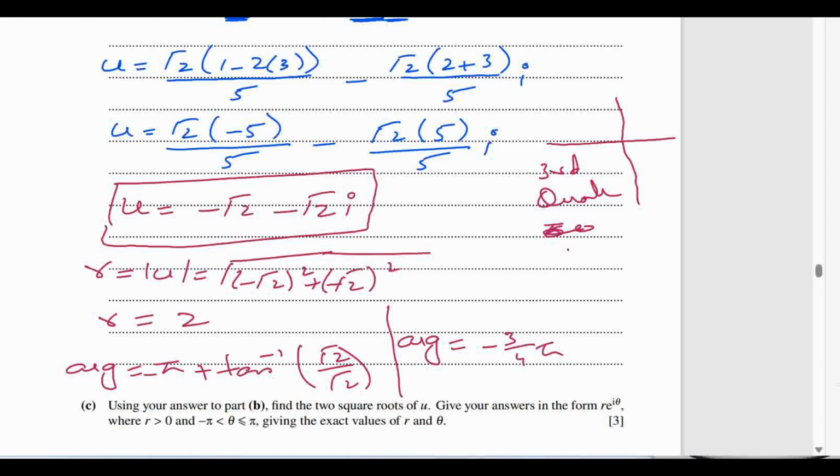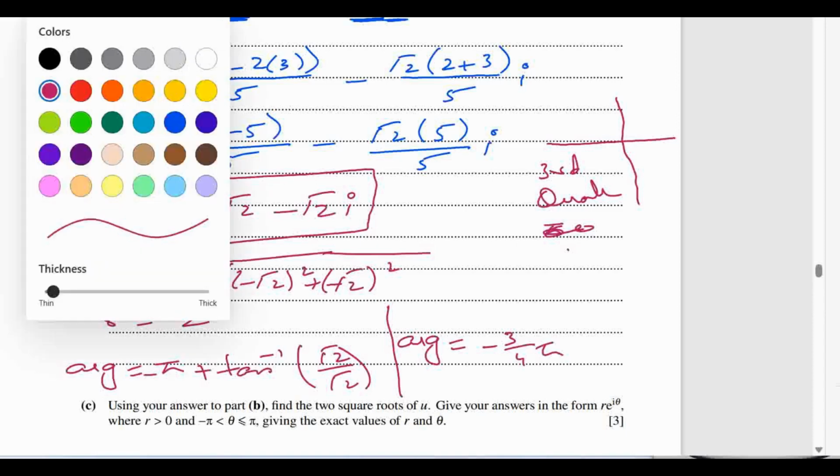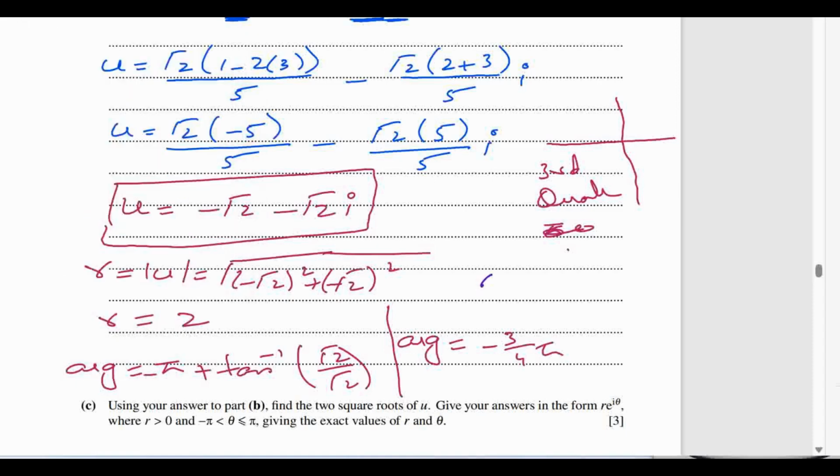So finally we can write it as u is equal to r, which is 2, e power theta, which is the argument, minus 3 by 4 pi. Now this will be the final answer. I hope that the concept is clear.